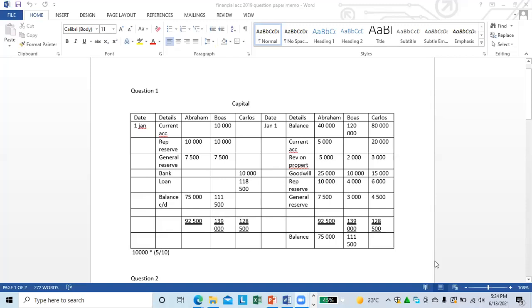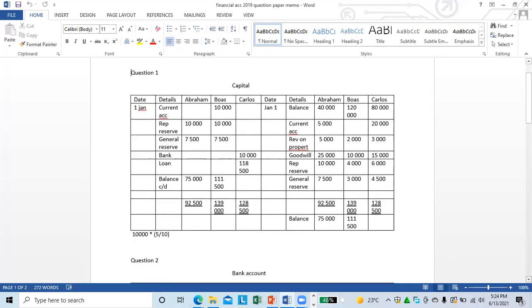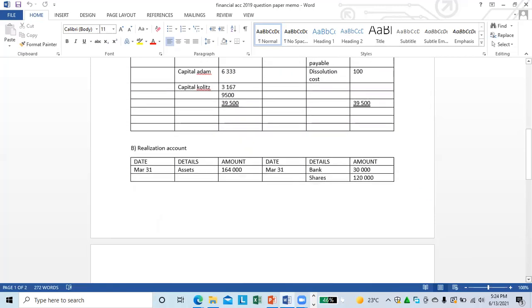Okay, can you all see it? Can you all see the screen? No, I cannot see the screen. Let me show it again. And now? Yes, we can see. Okay. So this was question 1 and then question 2.